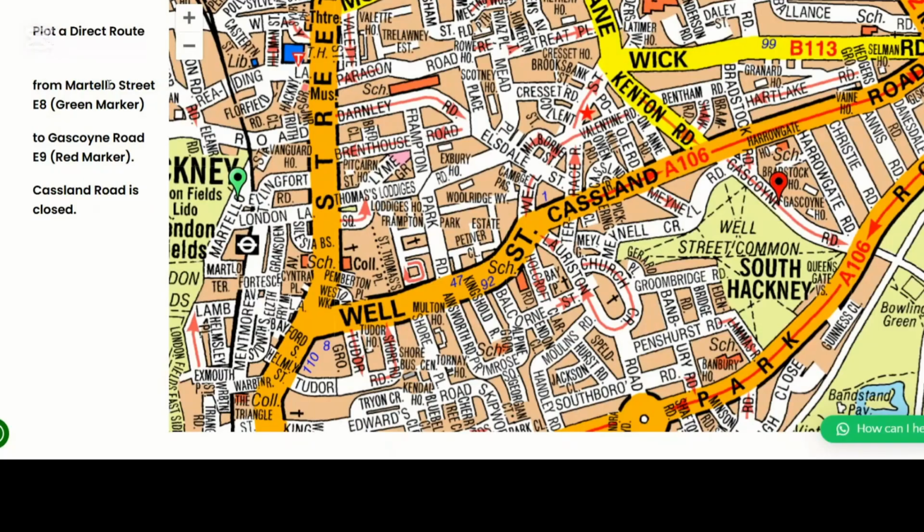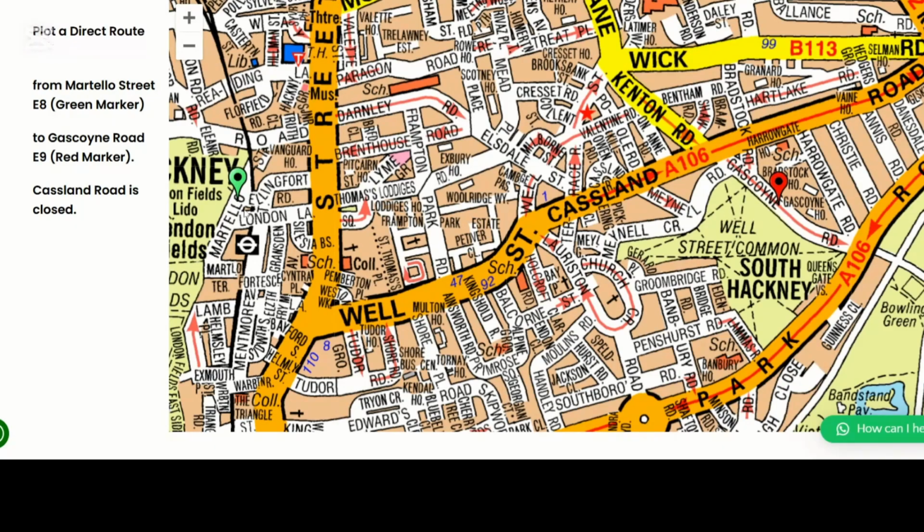Plot a direct route from Martello Street E8, which is our green marker, to Gascoyne Road E9, which is our red marker. We also have an additional instruction here that Cassland Road is closed. In case there is more than one closed road, you will also have an additional instruction with the name of that road as well. Now let's begin solving this question together.